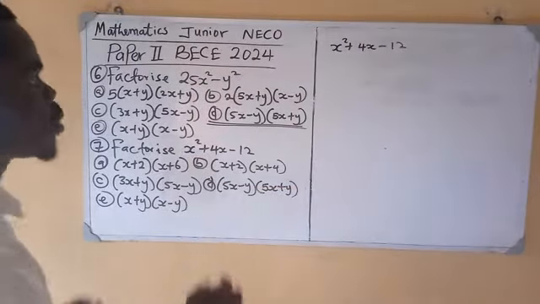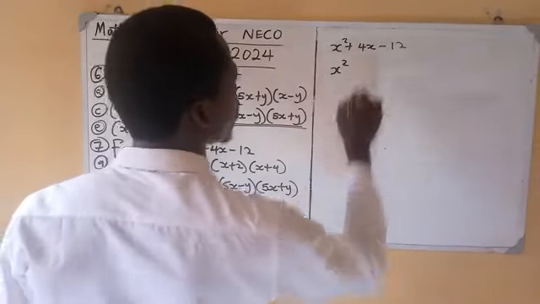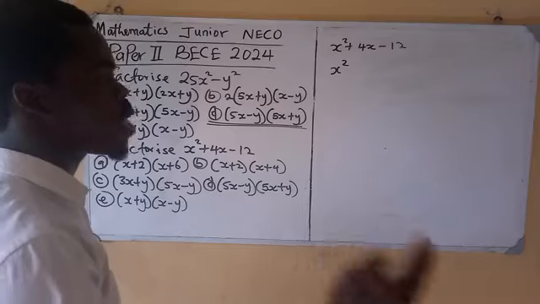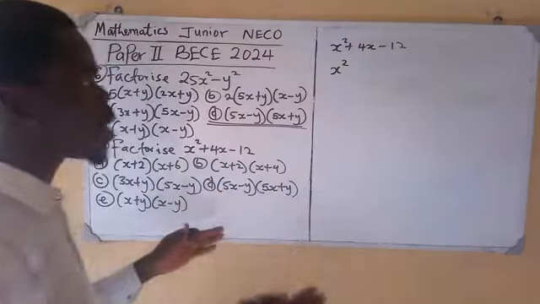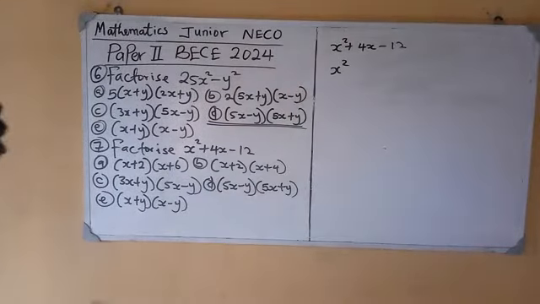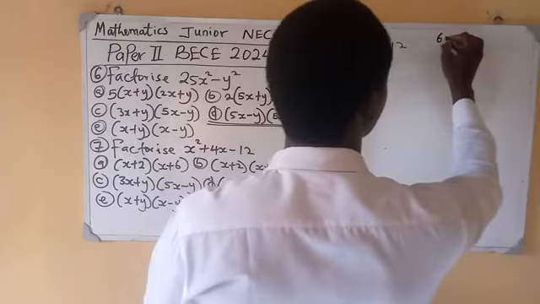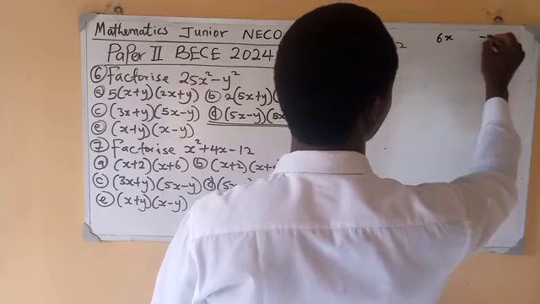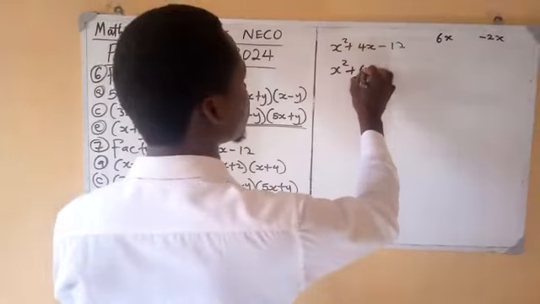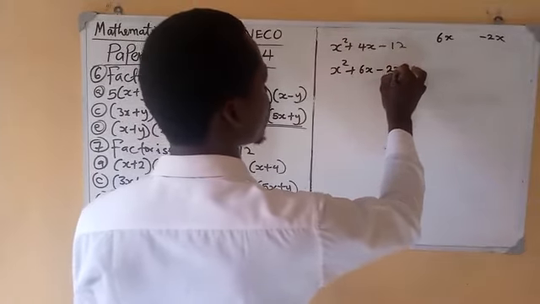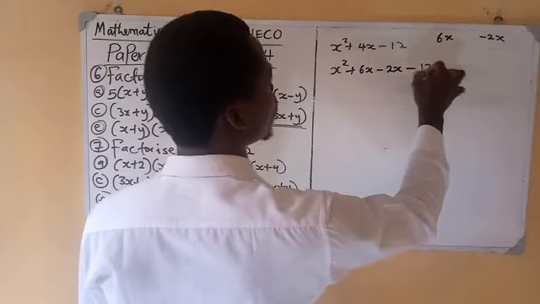Okay, so let's proceed. We have x squared. We have to think of two numbers. When we multiply them, we'll get minus 12x squared, and when we add them up together, the result is going to be 4x. So we have 6x and minus 2x. So these are the two factors we need. So we can write x squared plus 6x minus 2x minus 12.